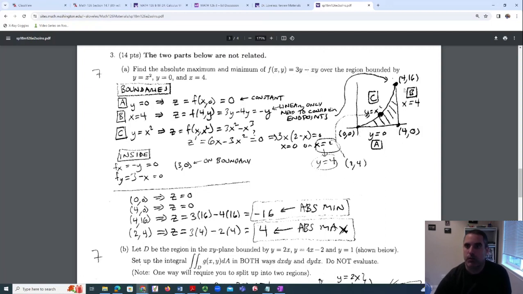Then you go to x equals 4. So now I want to plug in x equals 4 here. That's going to give me z as negative y. Now, the truth is that's linear. You could take the derivative and set it equal to 0 and you'd get no solution, which is actually good because that means the only thing you have to consider is the endpoints. So you plug in both endpoints to your function. The endpoints would be 0 and 4 for y.